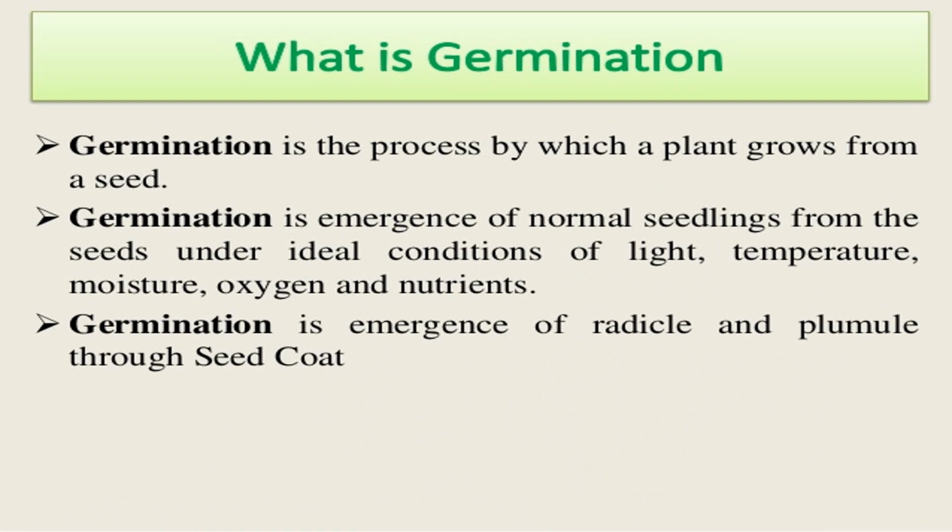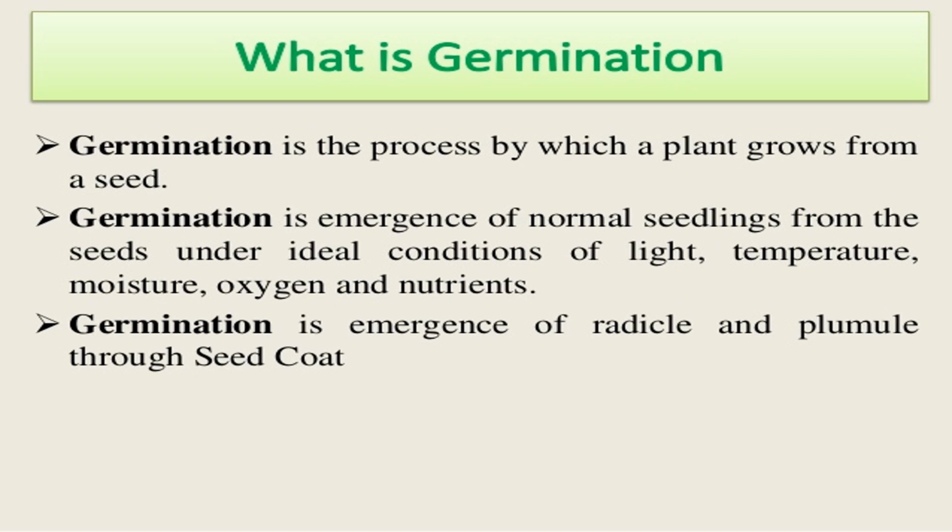What is germination? Germination is a process by which a plant grows from a seed. That means a baby plant, a seedling, is coming out from the seed. It is an emergence of a normal seedling from the seeds. But for germination, some conditions are required.